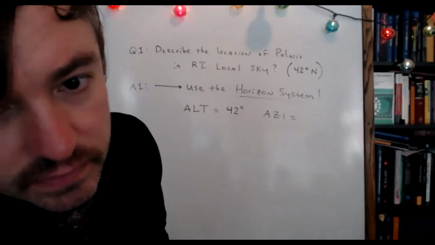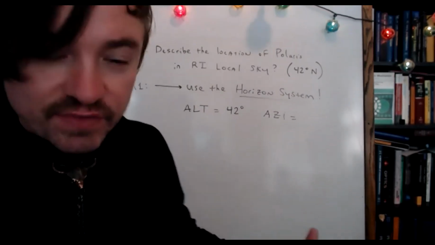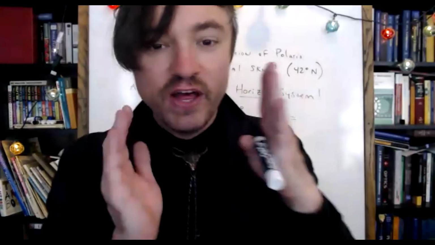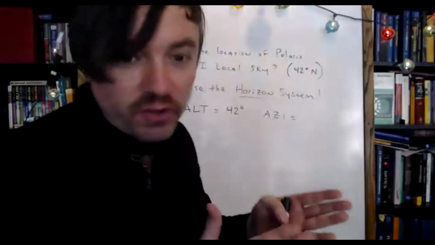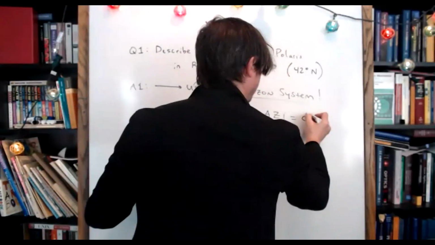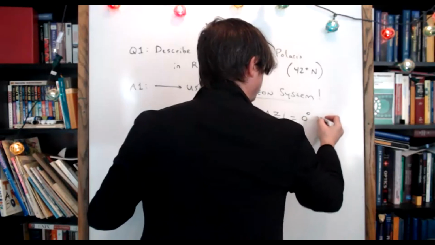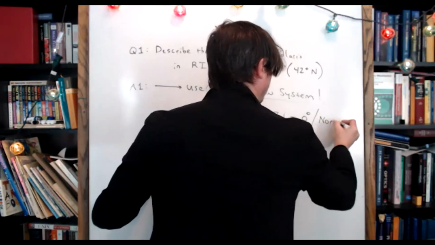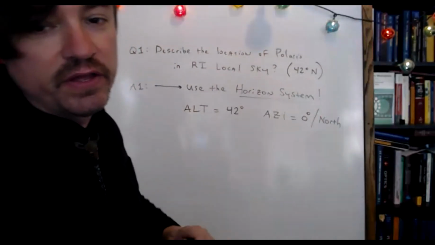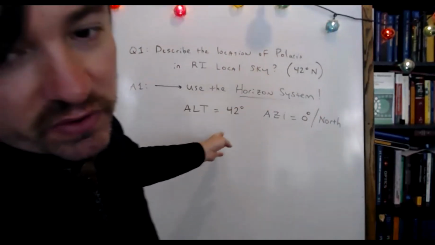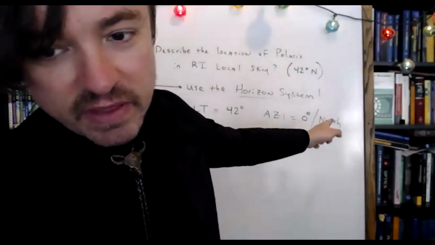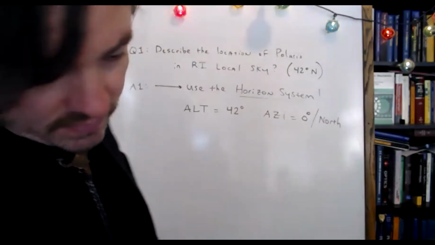Is that 0 since it's just going to be north? That's right. This is kind of like what color is an orange or who's buried in Grant's tomb. The North Star is located north. Now, the technical azimuth of north is 0 degrees, but sometimes we can just use north, south, east, west in place of azimuth. So the way you would describe Polaris in your local sky, you'd say it's at an altitude of 42 degrees at an azimuth of north, which is 0 degrees.